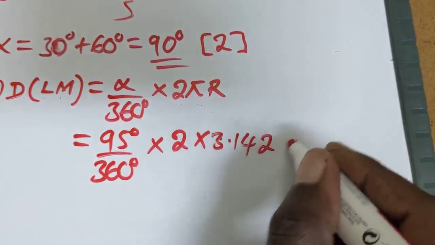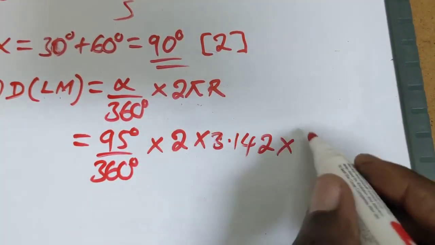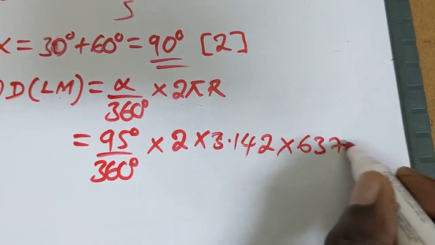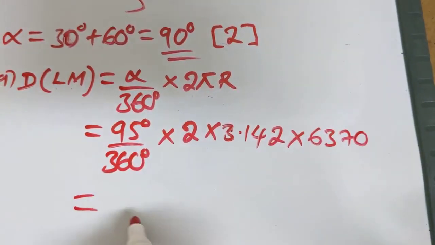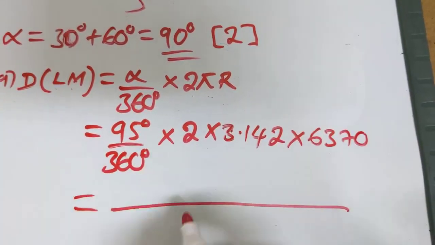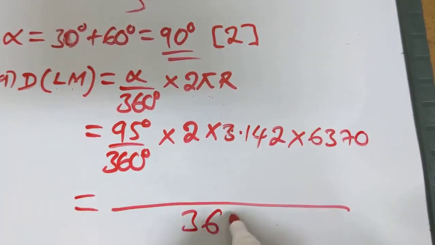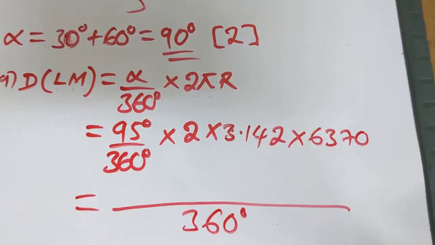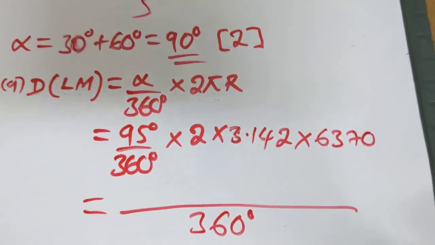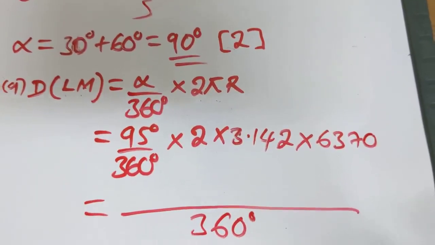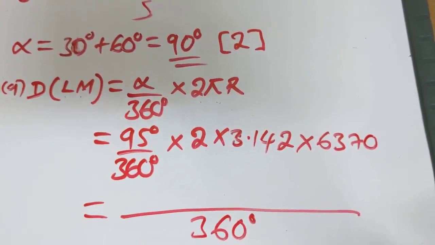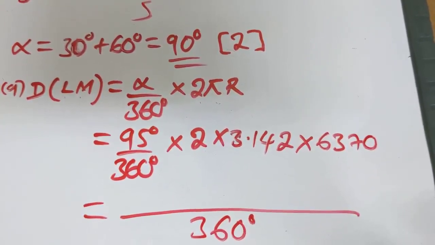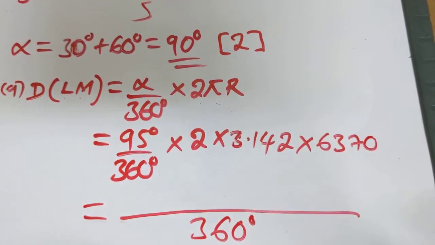3.142 multiplied by the radius is 6370, like that. So you just start solving like that. If you want to get all the marks, just do what I'm doing. You just say 95 times 2 times 3.142 times 6370. That is the answer.